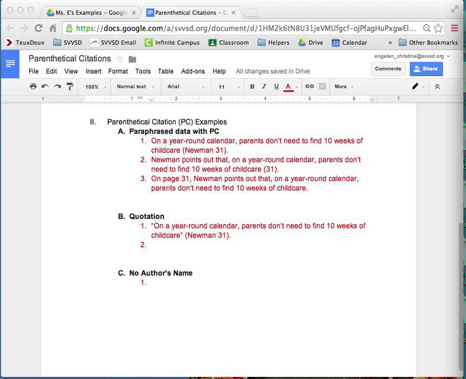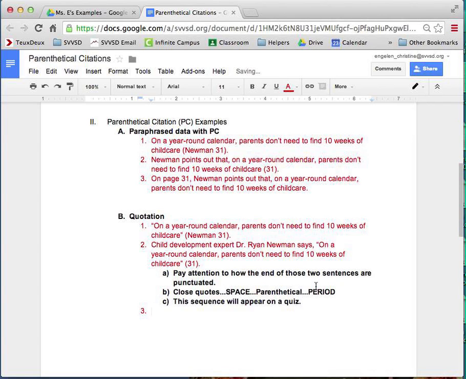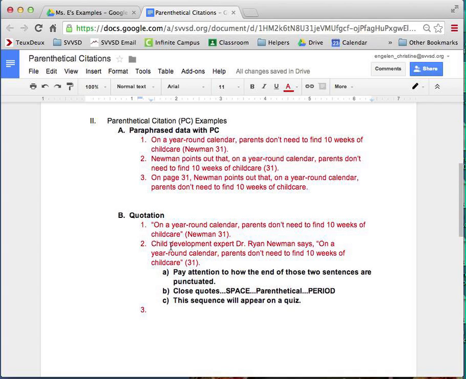Okay? Now the same rules apply when we're working the name or the page number into the sentence. Okay? Same thing as above. Child development expert Dr. Ryan Newman says, "On a year-round calendar, blah, blah, blah." So I don't need to repeat his name again in the citation, I just need the page number. But once again, I have closed the quotes, I've written a space, I've got the parenthetical, and then I've written the period to my sentence.